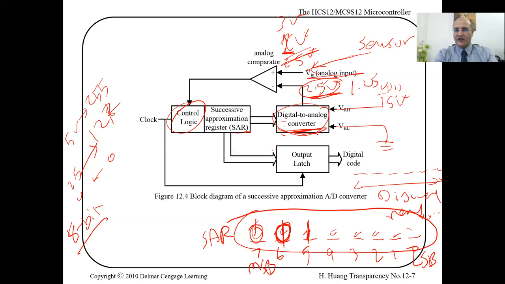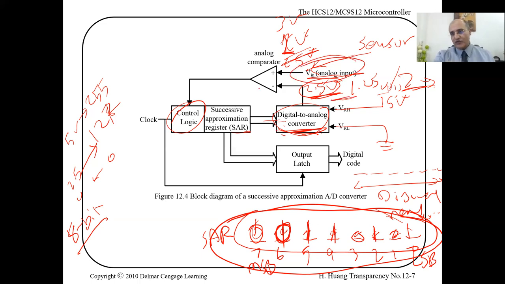Then it goes to bit number 5 and makes it a 1. Pass it through the D to A. What is the voltage we get here? Half of this, which is divided by 2. Oh, so 1 is going to be greater than this. Then keep this 1. Then let's go to bit number 4. Make it a 1. And keep doing this until you get to the closest accurate value that, when you feed it to the digital to analog converter, will give you a voltage that is closest to the actual voltage coming in. This is how the analog to digital converter with successive approximation works.